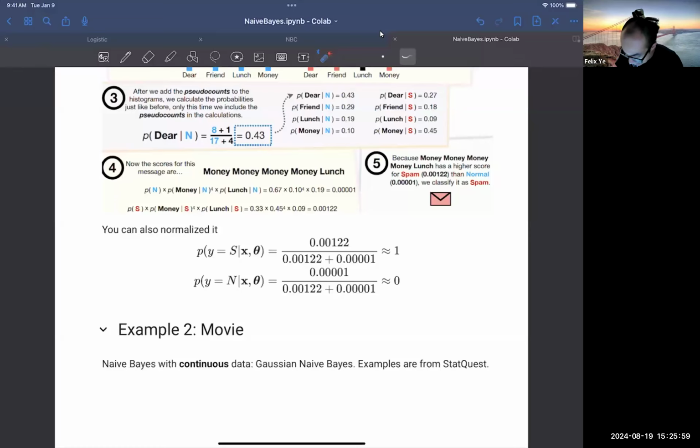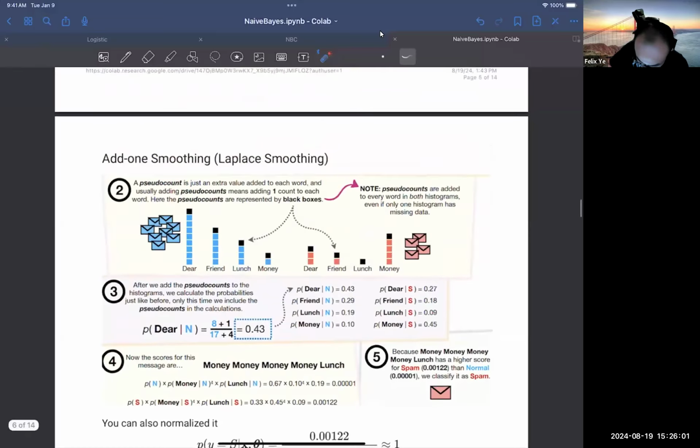But you can see this add-one smoothing can significantly alter the conclusions about whether this message is spam or normal. And this is particularly important for missing data or very small data, because add-one, a pseudo-count for those missing data, can make significant contributions to our final posterior probabilities.